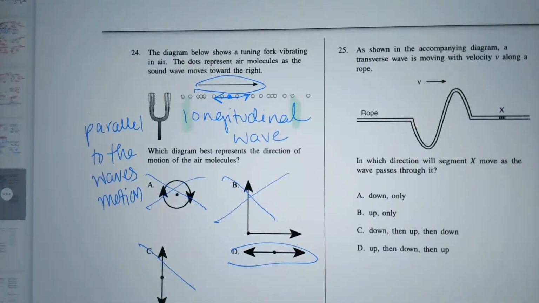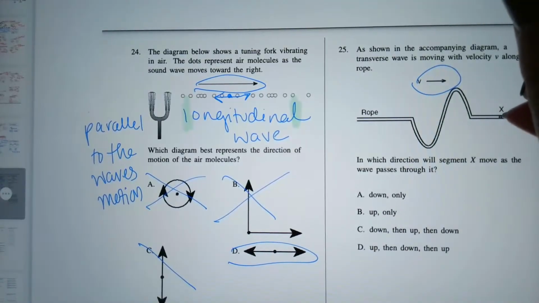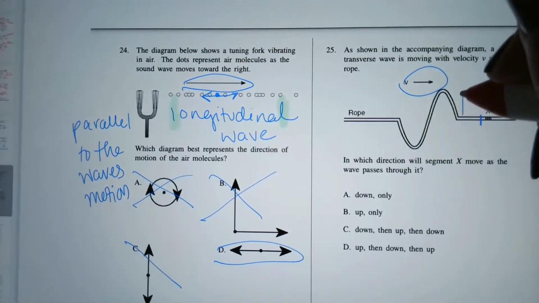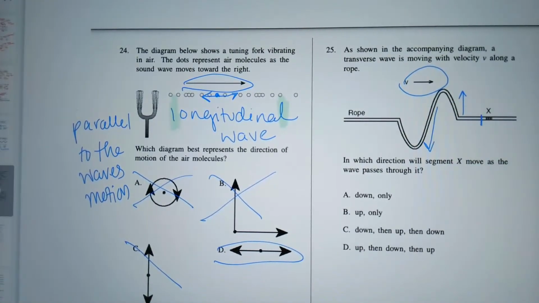25. As shown in the accompanying diagram, a transverse wave is moving with velocity v along a rope. In which direction will segment X move as the wave passes through it? So again, we know it's going to the right. I look at point X, and I look directly behind point X to the left. I see a crest first, that means I'm going up. Then I see the trough, I'm going back down, and then I'm going to come back up.